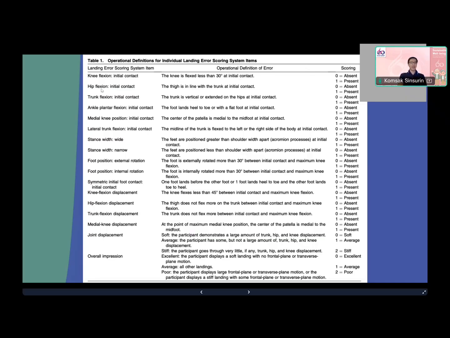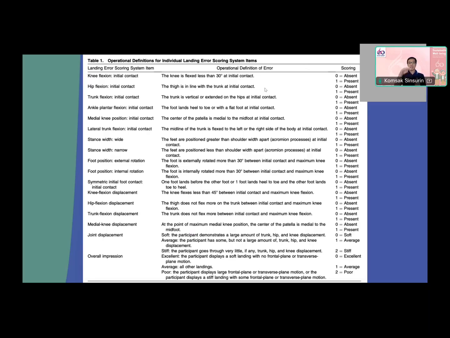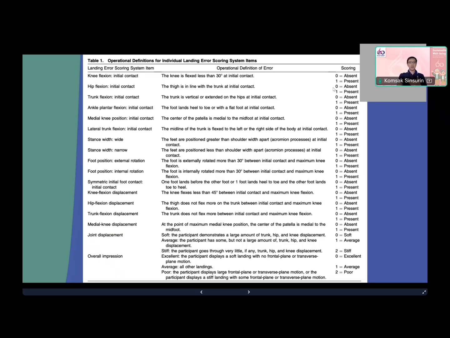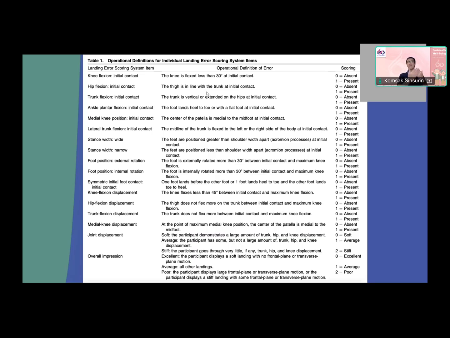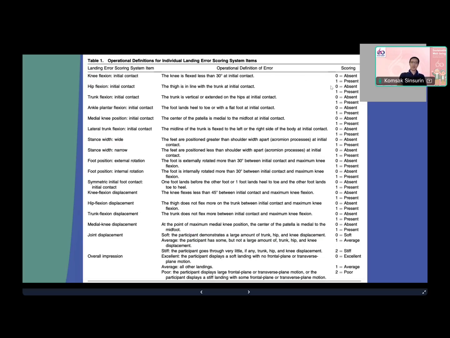And the second item, we observe the hip flexion at the initial contact phase. We observe whether the thigh is in line with the trunk at initial contact. That means we observe how the jumper contacts the ground, and how the jumper sets up the trunk relative to the pelvis or the thigh. If the jumper lands with more trunk flexion, we give 0. But if the thigh segment is in line with the trunk, that means the movement during initial contact is similar to a straight line, which is a risk of high impact during landing, so we give a score of 1.